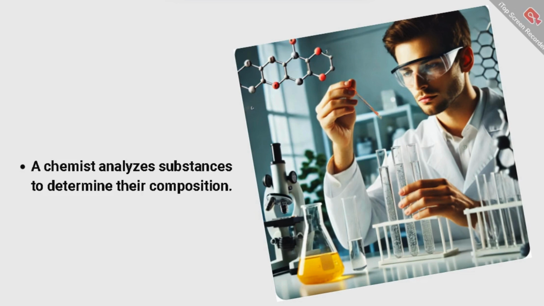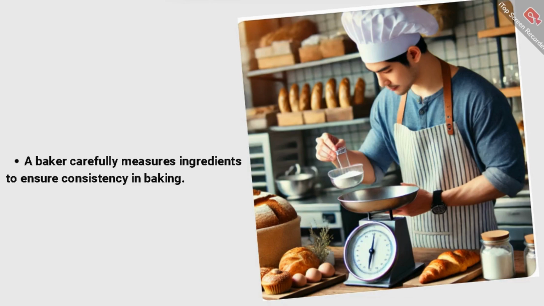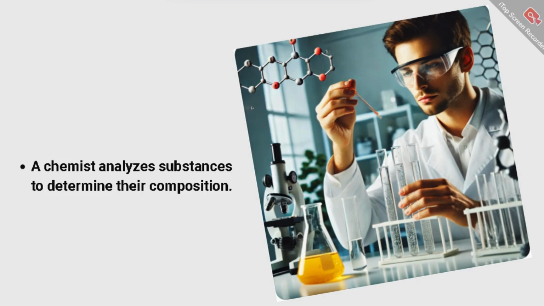Like, for example, here a baker. He carefully measures ingredients to ensure consistency in baking. And if we see the butcher, he weighs meat accurately to provide fair pricing to customers. And in the same way, a chemist analyzes substances to determine their composition. So through these examples, Huxley suggests that the scientific method is not limited to professional scientists. It is a logical approach which is used in everyday life by everybody.